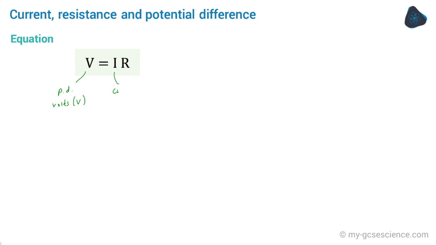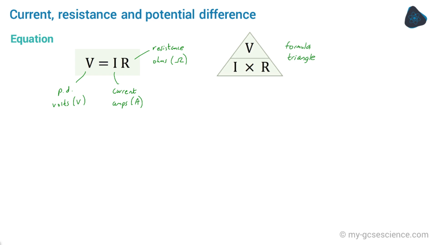I, as we already know, is the current flowing through that point in the circuit, which is measured in amps, symbol A. And as you might have guessed, R is the electrical resistance. It has units of ohms, Greek symbol omega, they're used to represent those. Now just in case you find it useful, here is the formula triangle for this equation. Right, we're going to look at two examples of using V equals IR in this video.